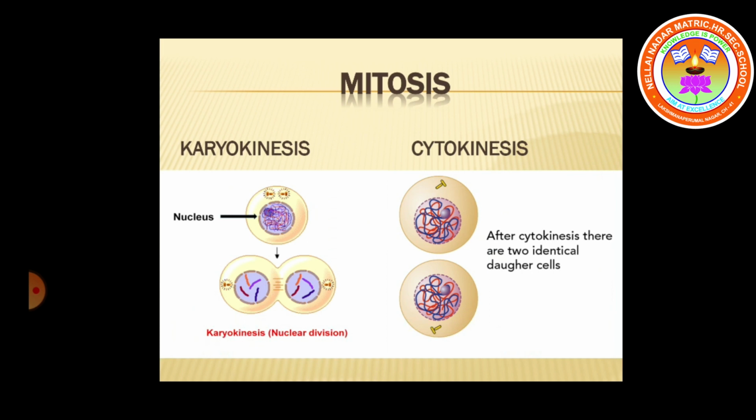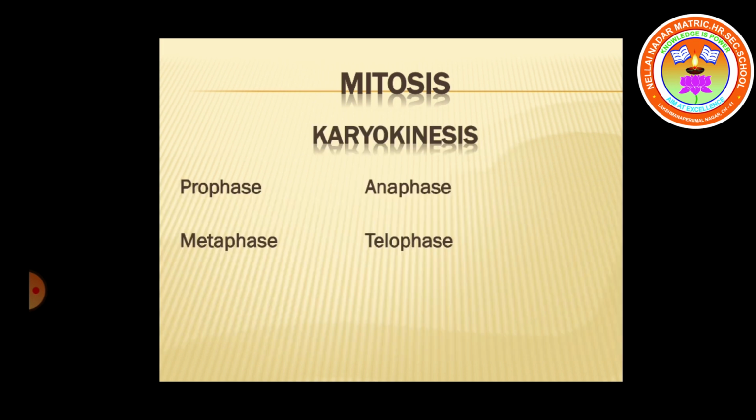Next we will move on to mitosis. Mitosis was first discovered by Fleming in the year 1879. In this cell division, one parent cell divides into two identical daughter cells, each with a nucleus having the same amount of DNA. Are you clear?